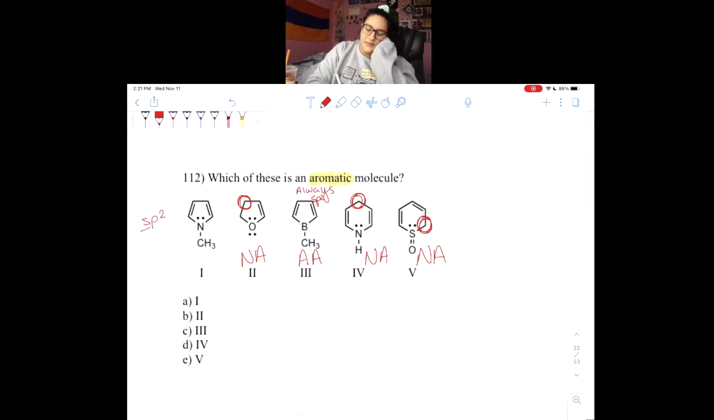Here, the nitrogen can choose between sp2 and sp3. If it's sp3, it will always be non-aromatic. But if it's sp2, it will have 6 pi electrons, and so it will be aromatic. We know that aromatic is more stable than non-aromatic. So this nitrogen will actually be sp2, and that will be our correct answer.